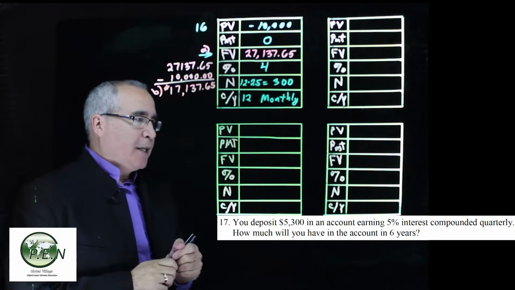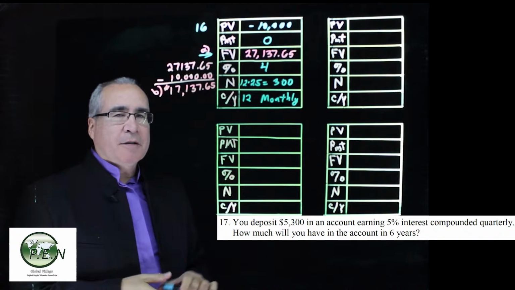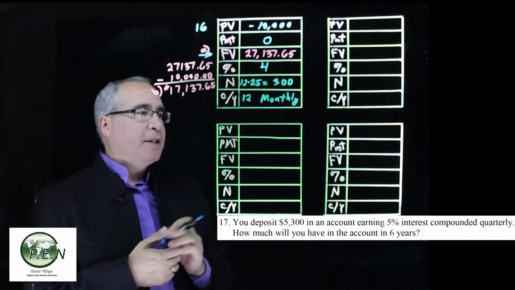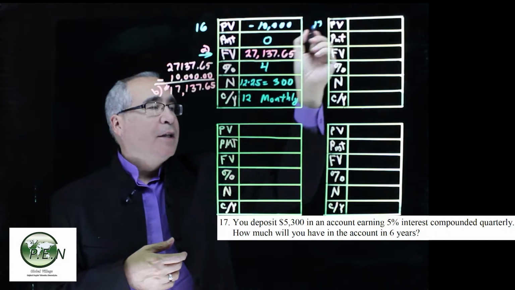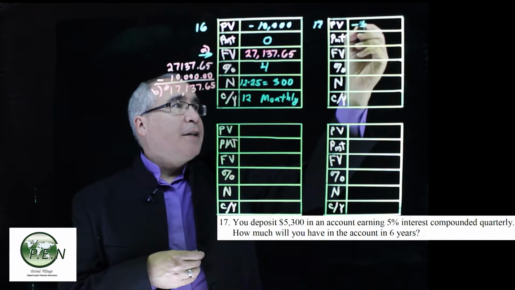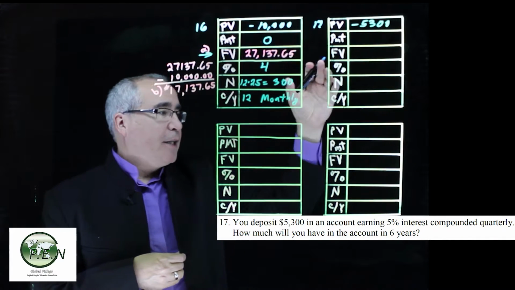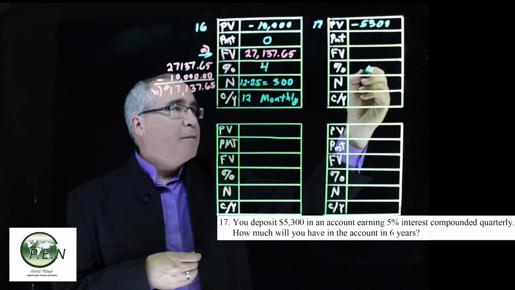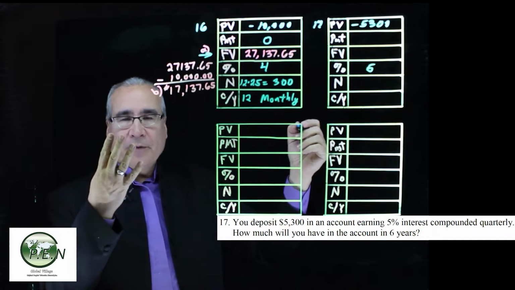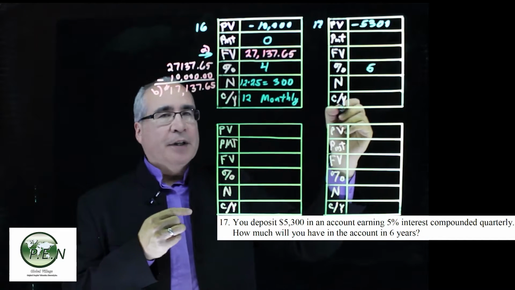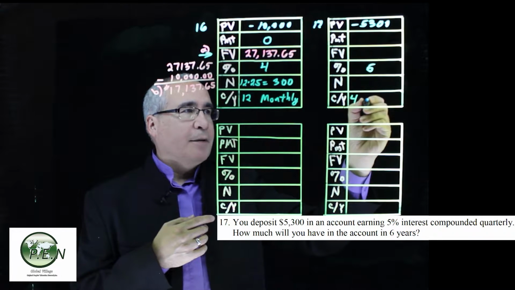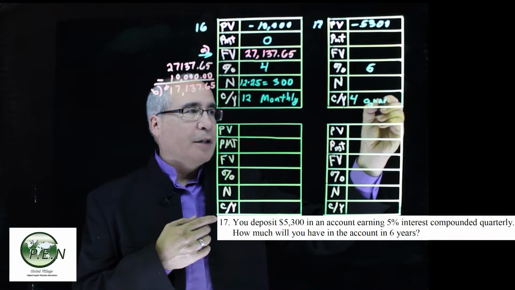Okay, let's keep going. This time we're going to mix it up a little bit with how often we compound, but you'll see the calculations are still the same. Number 17. We're going to deposit 5,300, earning 5%, compounded quarterly. Quarterly is 4 times a year. There are 4 quarters, every 3 months, but 4 times a year. And again, from the drop down, you just choose quarterly.